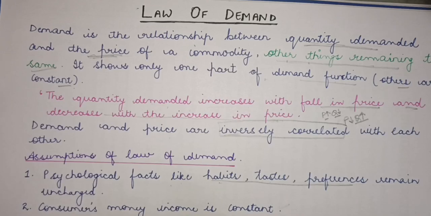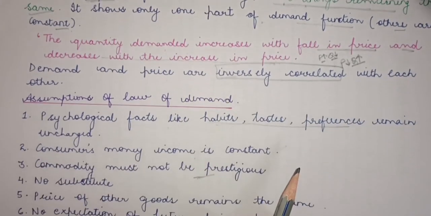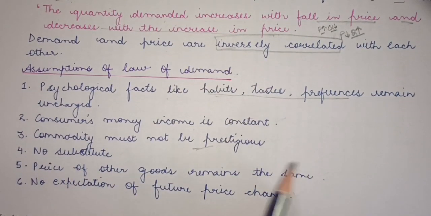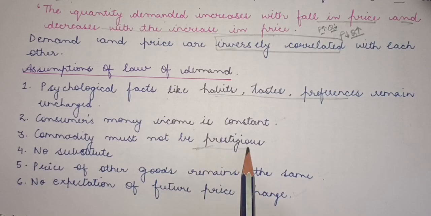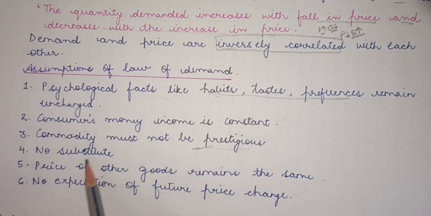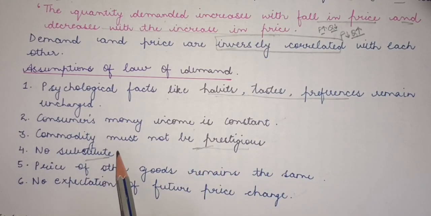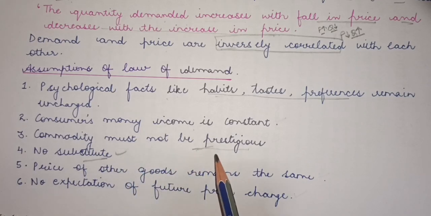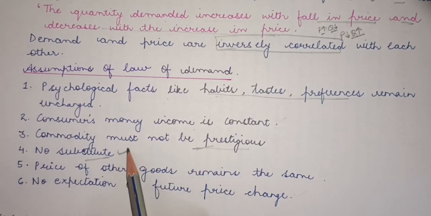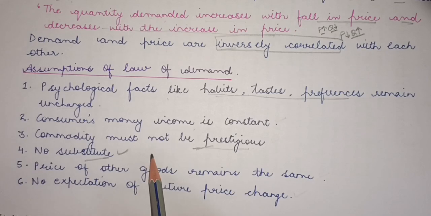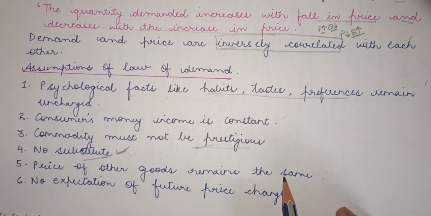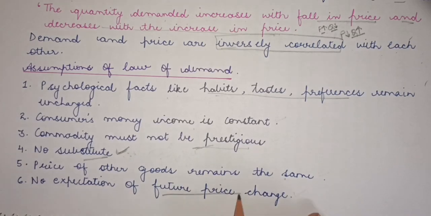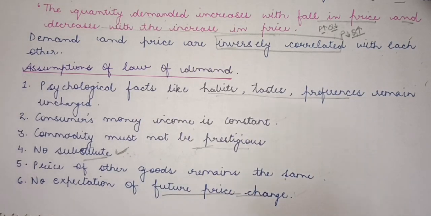The commodity should not be a prestigious good, because in case of prestigious goods, the law of demand does not work. There are no substitutes. Substitutes means those commodities that can be used in place of one another. So we consider that there are no substitutes. Otherwise, again, this law will not work. The price of other goods is also the same. There is no change and there are no expectations of a future rise in prices, which means that the consumer is not expecting that the price will increase in future.